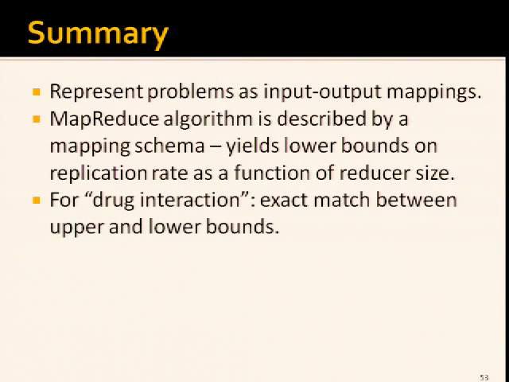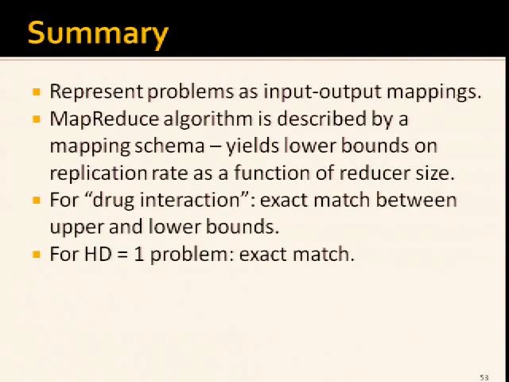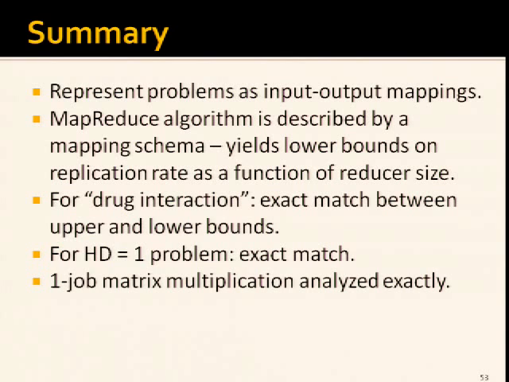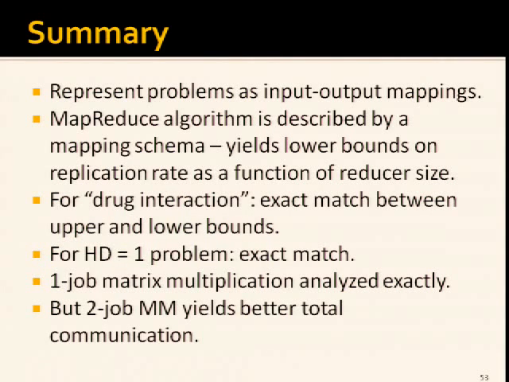For the drug interaction, they're all pairs. We got an exact match between the upper and lower bounds. For Hamming distance 1, similarly, we get an exact match. For one-job matrix multiplication, again, we also have an exact match. And we also showed, or claimed, that two-job matrix multiplication actually leads to significantly less communication. Okay, and that's it.